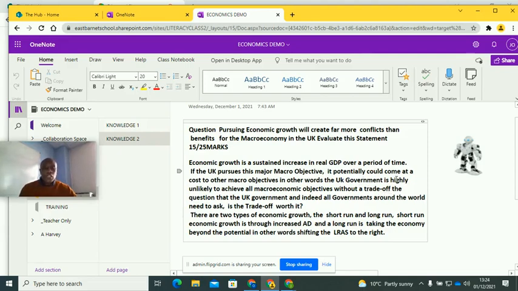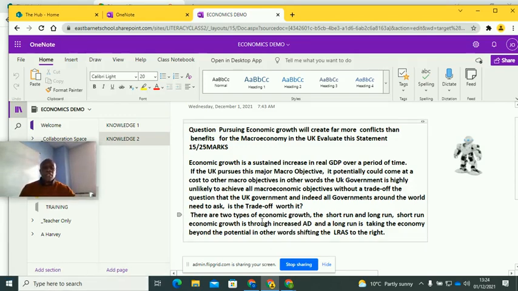So it potentially could come at a cost to other macro objectives. In other words, the UK government is highly unlikely to achieve all macroeconomic objectives without a trade-off. The question that the UK government, and indeed all governments around the world, need to ask is: is the trade-off worth it? Okay, I'm posing a good question here, and I'm going to answer that question in the essay.